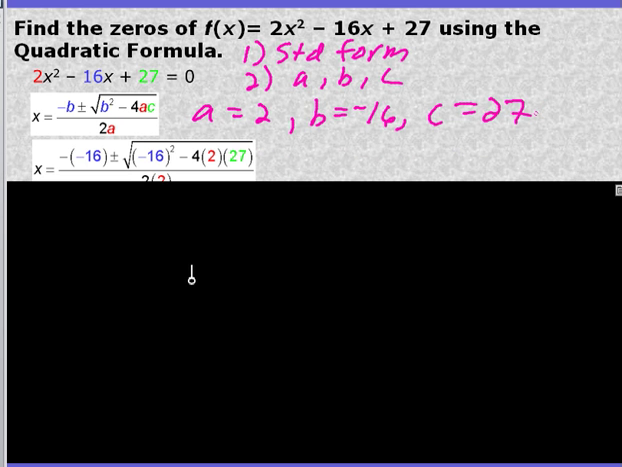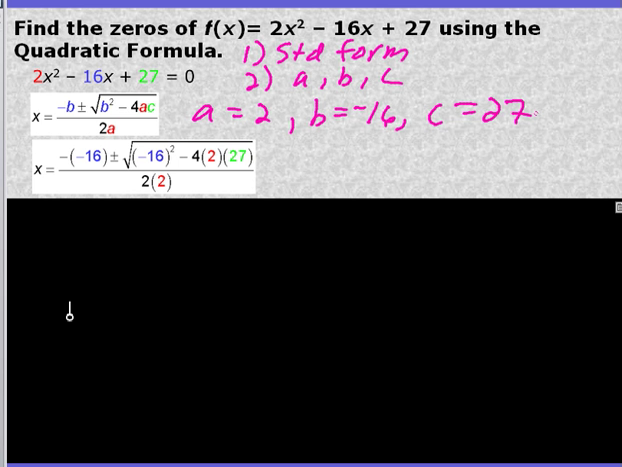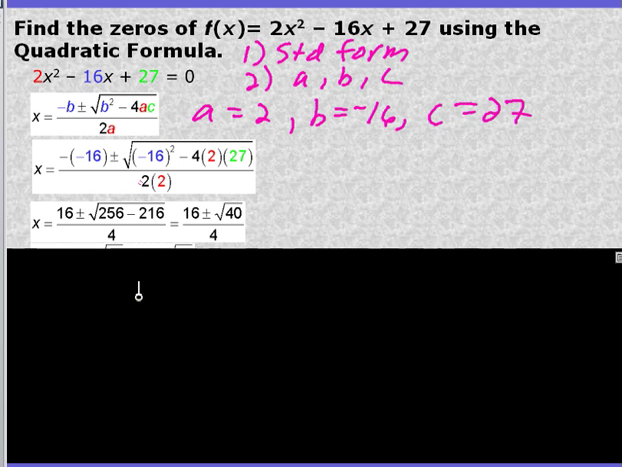We will plug them in, get negative of negative 16 plus or minus the square root of negative 16 squared minus 4 times 2 times 27 over 2 times 2. Make your calculations. Just be careful. Preserve your order of operations. So you're going to square here first and multiply this before you do any subtraction, and then after the subtraction you square root it. This is what we get. We're going to end up with this, and then 256 minus 216 gives us the square root of 40.